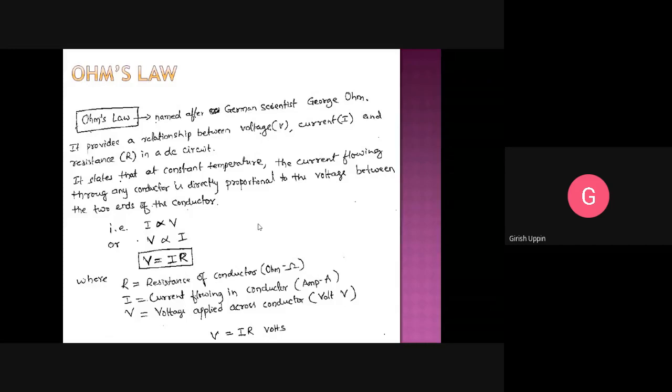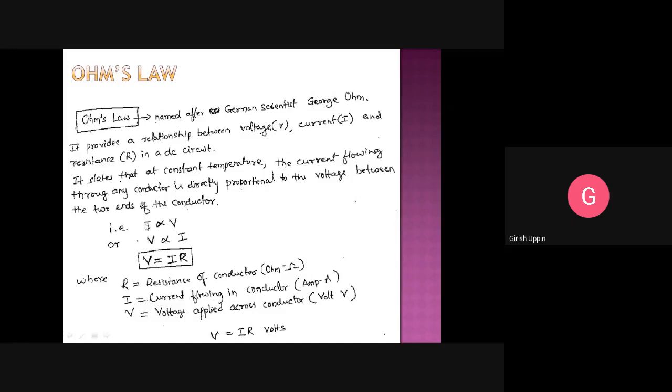It means the amount of current flowing through a particular conductor is directly proportional to how much voltage you have applied across its terminals. Whatever the two ends we are talking about, how much voltage difference is there. If the voltage difference is more, the amount of current flowing will be more. So we can write the mathematical equation: the current flowing in a conductor is directly proportional to the voltage across the conductor. You can say voltage or voltage difference, whichever terminology you use.